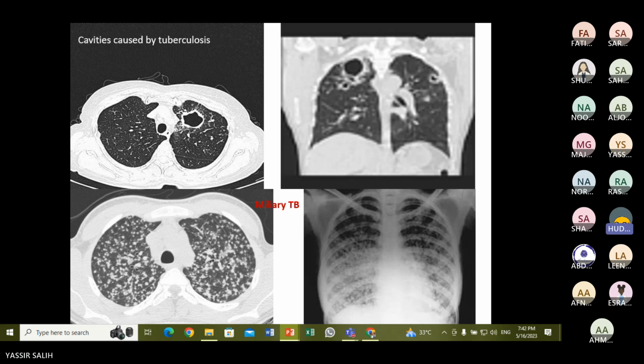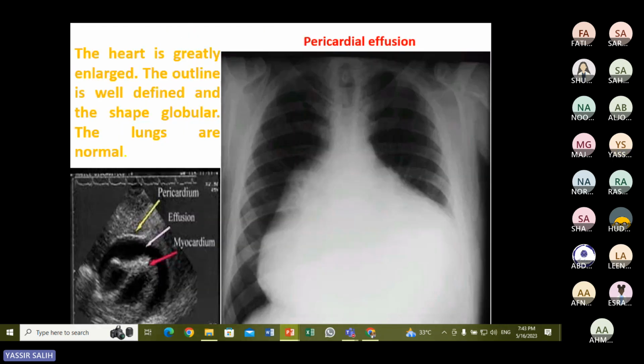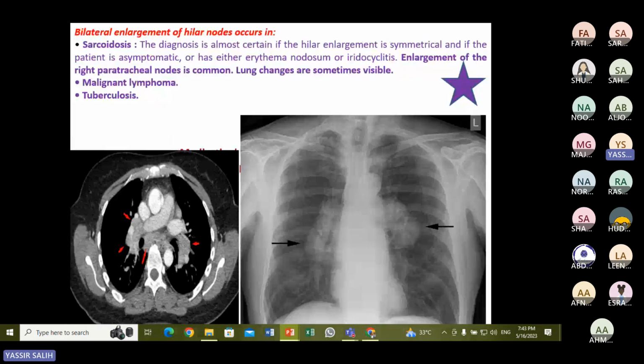Hilar node enlargement. Yes. Unilateral or bilateral? Bilateral, symmetrical bilateral. And what else? What other lymph node will be involved? Right paratracheal lymph node also. Right paratracheal lymphadenopathy. So bilateral hilar lymphadenopathy, these are the hilar lymph nodes, and normally hilar lymph nodes are very small.